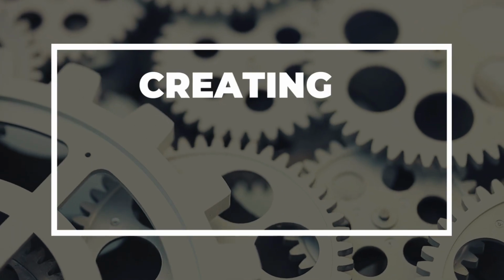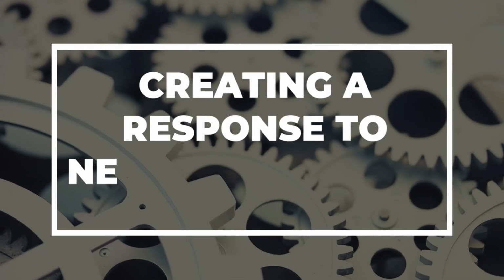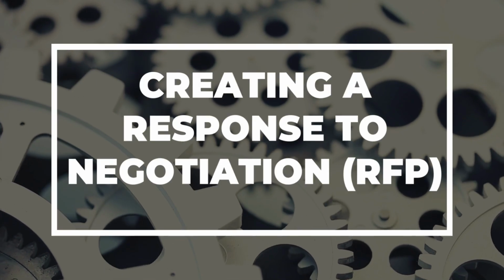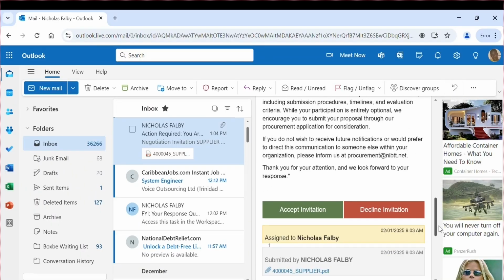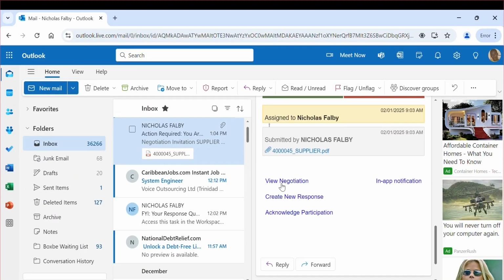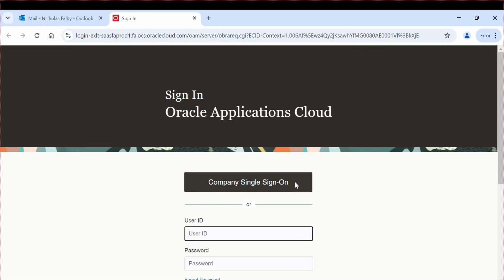Creating a response to negotiation. Log in to your email to access the invitation and select View Negotiation. Once redirected to the P2P portal login screen, enter your user ID, which is the same email address used previously.